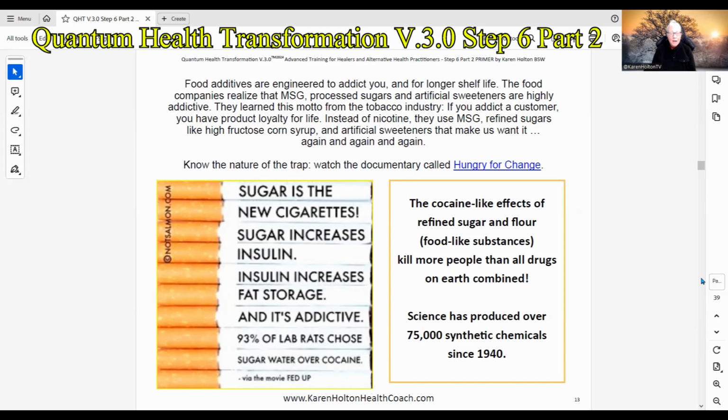Know the nature of the trap. Watch the documentary called Hungry for Change. There's also an image here that says sugar is the new cigarettes. Sugar increases insulin. Insulin increases fat storage, and it's addictive. 93% of lab rats chose sugar water over cocaine. The cocaine-like effects of refined sugar and flour, which are food-like substances, kill more people than all drugs on Earth combined. Science has produced over 75,000 synthetic chemicals since 1940.